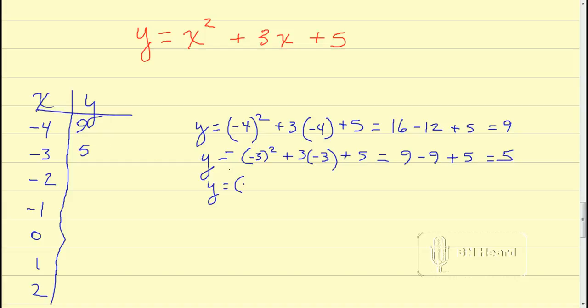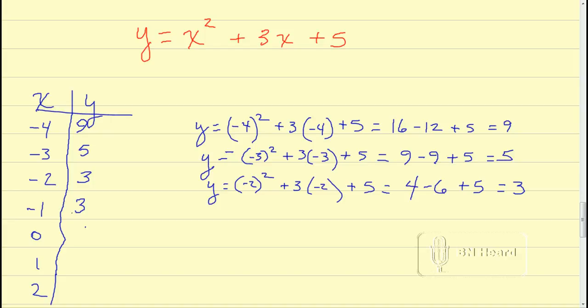Now, if I put a -2 in, I get -2 squared plus 3 times -2 plus 5. -2 squared is -2 times -2, which is positive 4. 3 times -2 is -6, plus 5. 4 minus 6 is -2, plus 5 is equal to a positive 3. So I have a 3 here. I'm not going to do all of these, but when I put a -1 in, I get a 3 also.